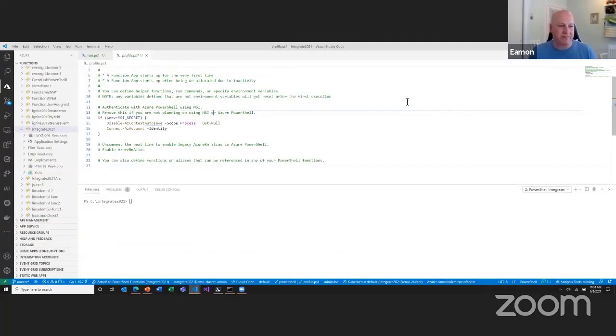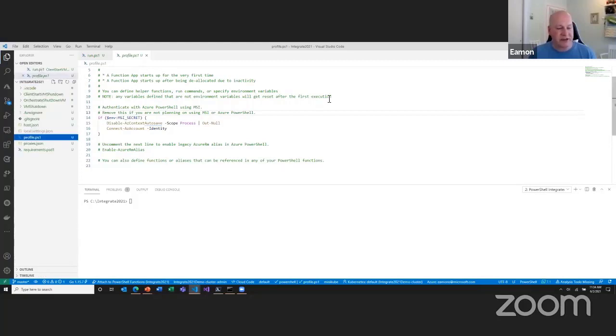So if I come in here, you can see that I have this Integrate 2021 function app, and I'm going to publish a durable function to there. And when you think about Durable, it has three capabilities associated with it. So there's three kinds of functions you want to write. One is the client function. So this is going to kick off the orchestration.